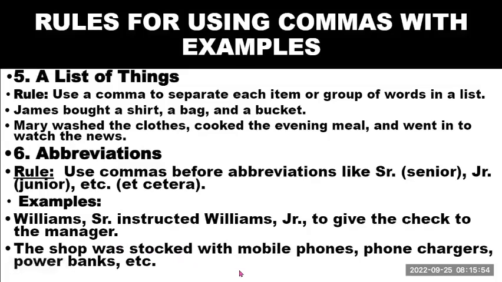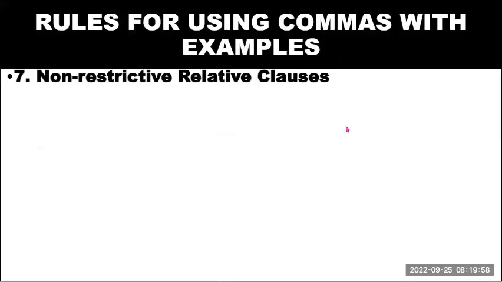Now, another example, the shop was stocked with mobile phones, phone chargers, power banks, etc. You see, before etc., you come with a comma, all right? So you use a comma before the abbreviation etc. And that is the appropriate way to write. Now, that brings us to number 7, non-restrictive relative clauses.